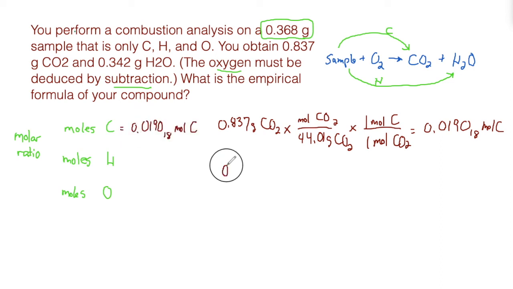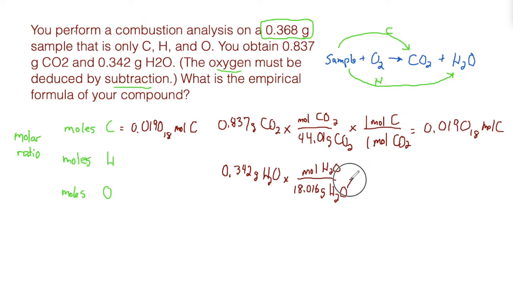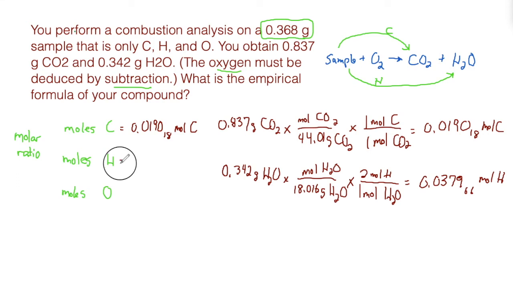And then we can use the water to get the moles of hydrogen. So we convert the 0.342 grams of water into moles of water. And that ends up, when we take the 0.342 grams of water, convert that to moles, and then remember there are 2 moles of hydrogen for every mole of water, we get 0.0379 moles of hydrogen. Actually, these are large, so it could bump up to 0.380.